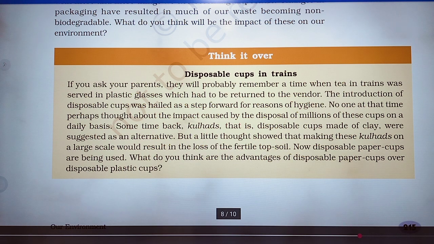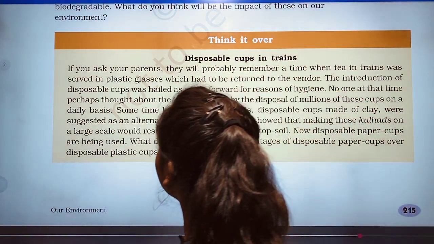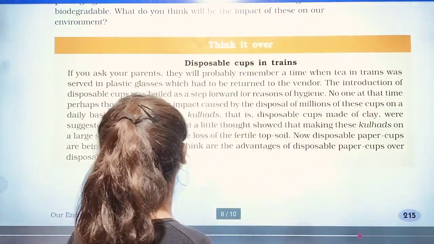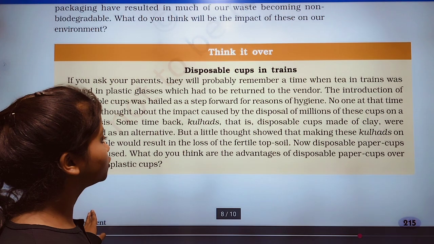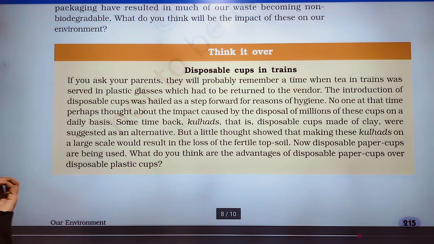So this type of cup, a disposable cup made of clay, was suggested as an alternative. But a little thought showed that making these kulhads on a large scale would result in the loss of fertile topsoil. So a little thought showed that the making of this type of disposable cup, the kulhad, on a large scale can result in the loss of fertile topsoil.